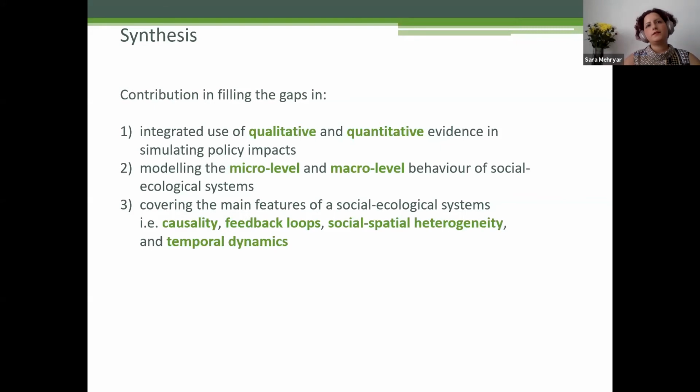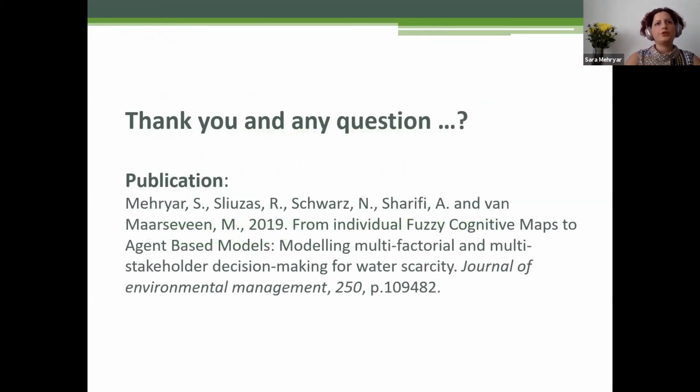And at the end, this is a good approach to cover the main features of a socio-ecological system, because it can capture the causality and feedback loop by using the fuzzy cognitive map, and it can also represent the temporal dynamics and social spatial heterogeneity by using agent-based model, which cannot be modeled by fuzzy cognitive map alone. And thank you very much for your attention.